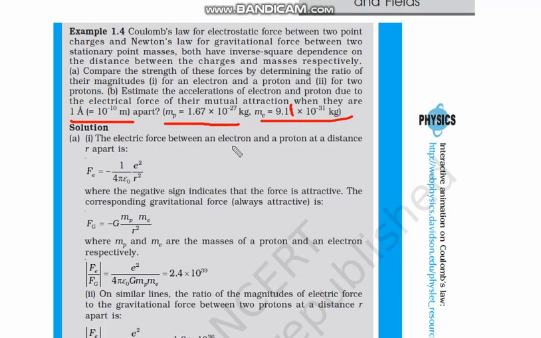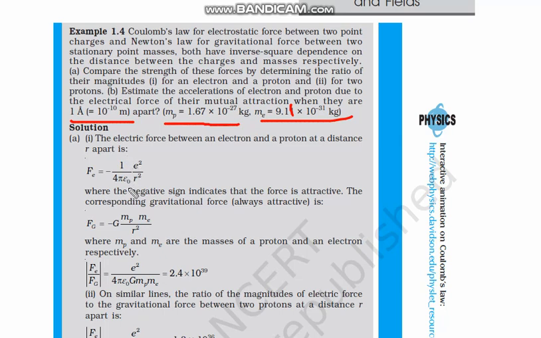The electrostatic force between an electron and a proton. So this time we are taking an electron and a proton, and the distance is r. The force on the electron due to the proton will remain the same in magnitude, only the direction will change.